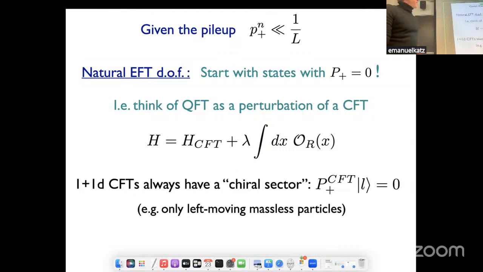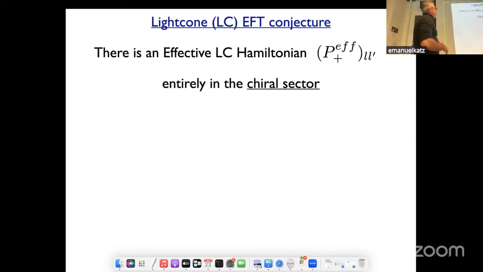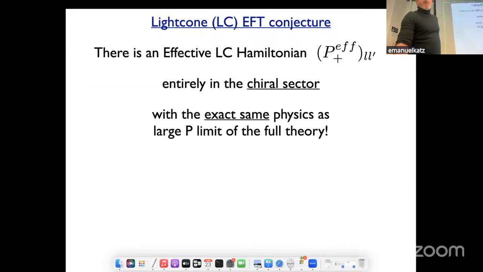And the conjecture that we have is the following, that there's an effective light cone Hamiltonian. So it's an effective theory. We have to, in principle, compute this effective Hamiltonian. It doesn't act on the full Hilbert space of the theory, but only on these chiral states, only on left-moving states. However, it has the exact same physics as the large P limit of the full theory. That's the idea, because the entire spectrum is crashing into P plus equals 0, and any state that contains, let's say, right movers is infinitely far away in energy from what happens here.